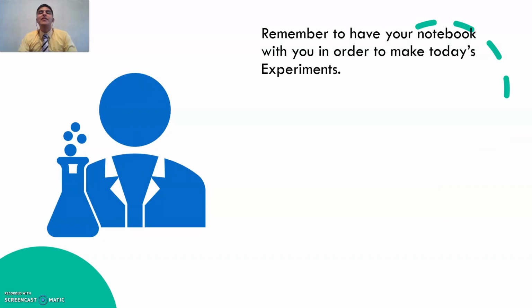So remember to have your notebook with you in order to make today's experiments. Yes, today you are going to be conducting experiments and you are going to be all scientists already. And it's necessary to have that perspective that everyone can actually be a scientist. So as long as you follow the scientific method and you can prove your hypothesis, then you are totally a scientist. Or even if you cannot prove your hypothesis, if you have followed all of the steps correctly, that will certify you as one of them.